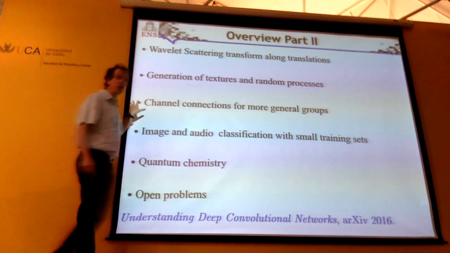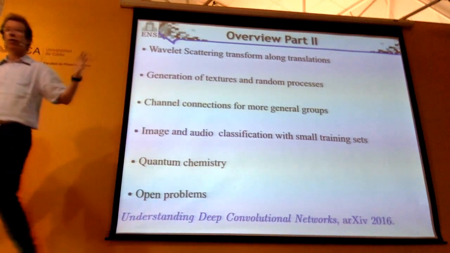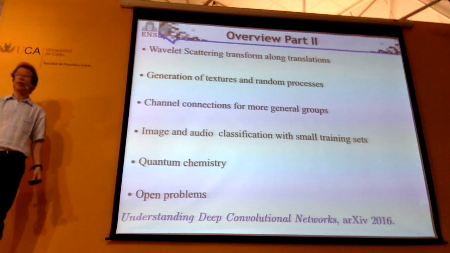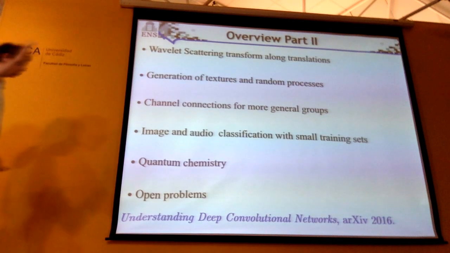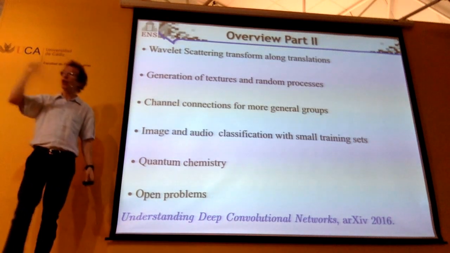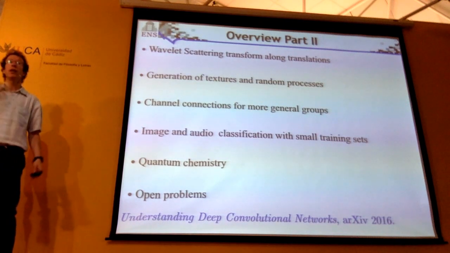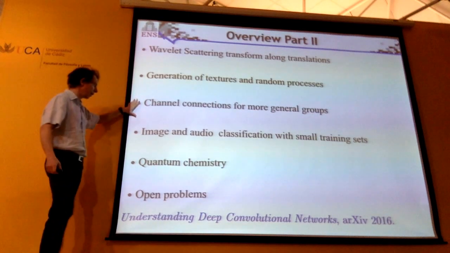Then we'll look at the limitation of that type of model. And the main limitation is that the channels do not communicate. And the fact that the channels do not communicate means that you essentially only work on the translation variable, so you can only deal with groups which are based on translation. What if you want to be invariant to rotation, scaling, or a much more complex group? Then you need to have the channels communicate. And we'll see how we can make them communicate in order to be invariant to other types of groups. And that will be the second part and the other ideas.